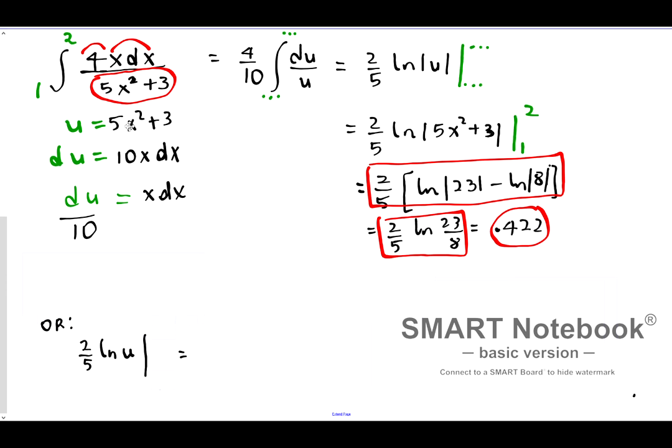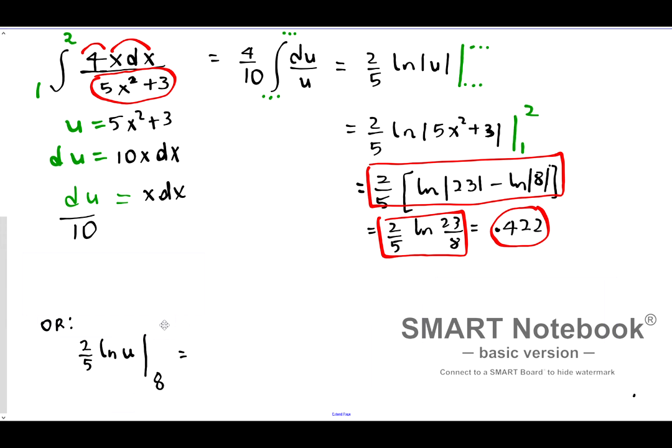1 squared is 1, 5 plus 3 is 8, right? So the lower limit, when x is 1, u is 8. So if you're going to plug the limits with the u variable in there, the lower limit has to be 8. On the other hand, if x is 2, remember x is going from 1 to 2, right? So go ahead and plug in 2 in your x, where you have u equals 5x squared plus 3. 2 squared is 4, 4 times 5 is 20, plus 3. So the upper limit is 23.